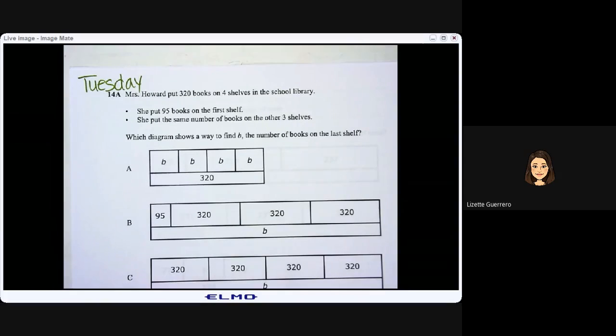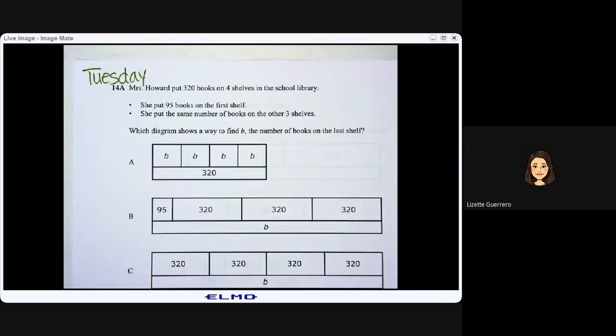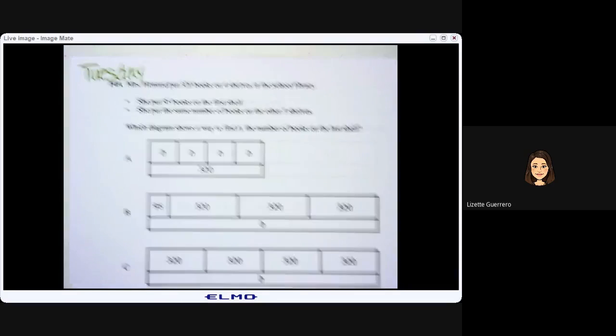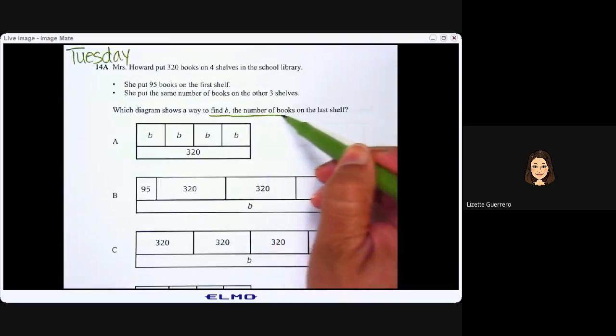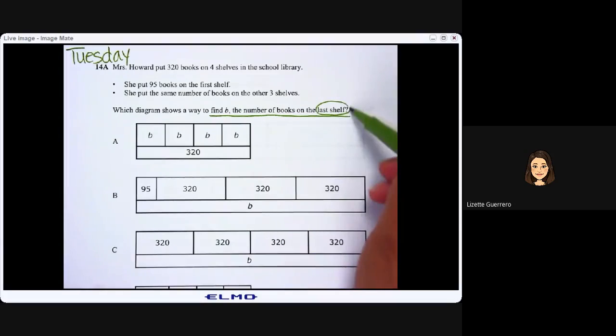Tuesday, 14A. Mrs. Howard put 320 books on 4 shelves in the school library. She put 95 books on the first shelf. She put the same number of books on the other 3 shelves. Which diagram shows a way to find B, the number of books on the last shelf? So we're trying to solve for B, the number of books on the last shelf.